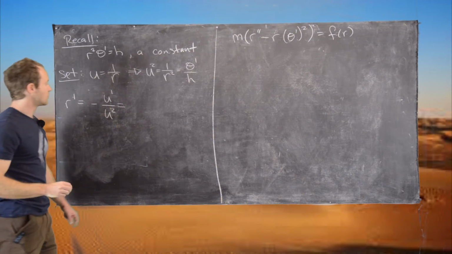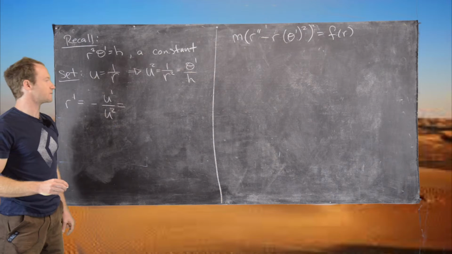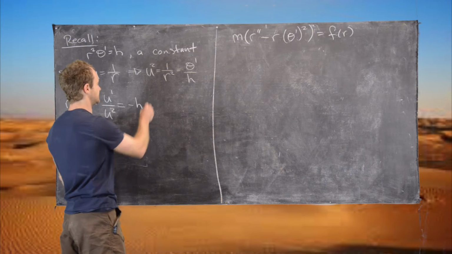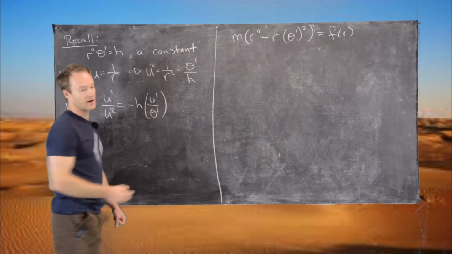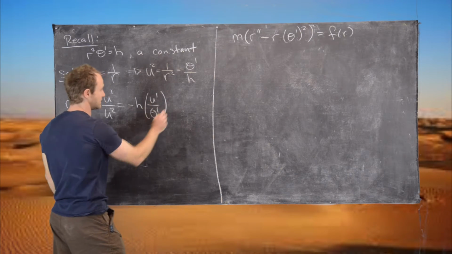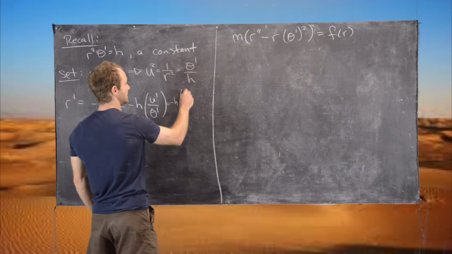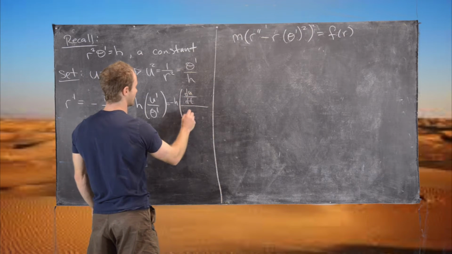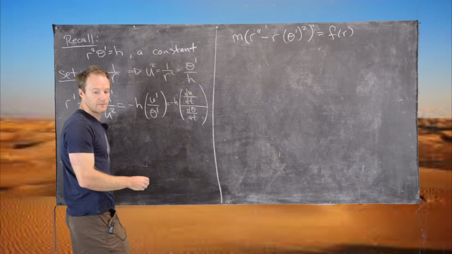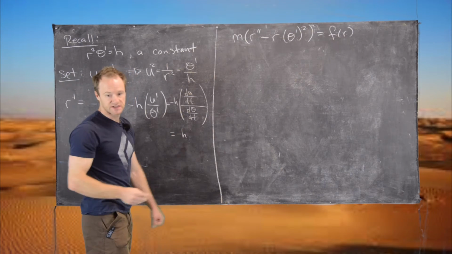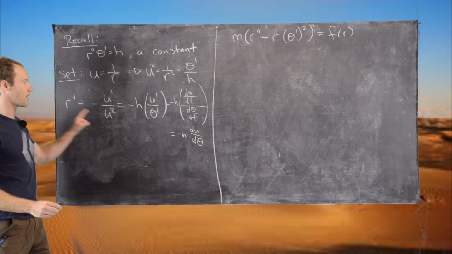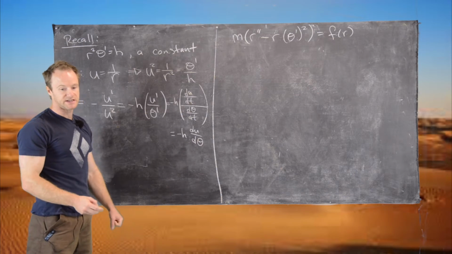But we can easily write that as follows. So we know u squared is 1 over r squared. So we can write this as minus h times u prime over theta prime. Okay, good. But now, notice u prime over theta prime can be given by minus h times du dt over d theta dt. But then by the chain rule, that's equal to minus h times du d theta. So let's see here, we have r prime equals minus h times du d theta.